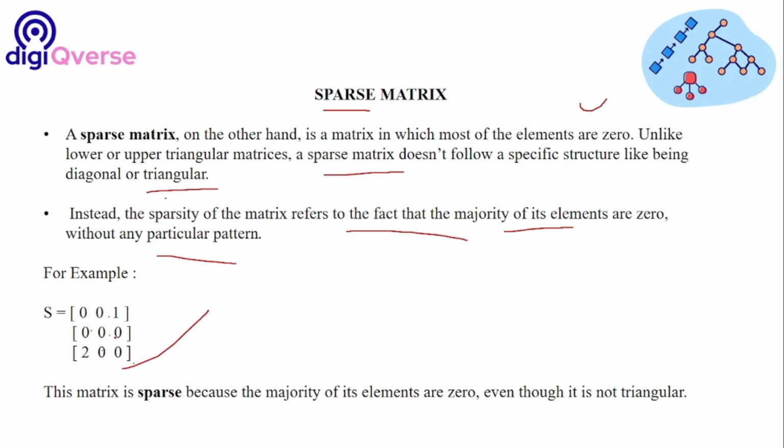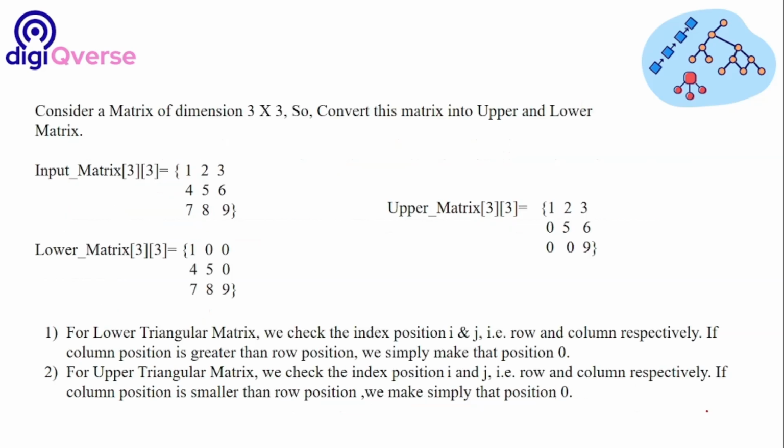So this is called the sparse matrix because the majority of the elements are 0. But though it is not triangular, right? So that's the difference between the sparse and the upper and lower triangular matrix.